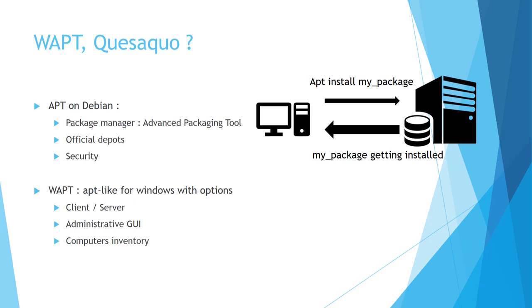So Wapt permits clients to connect to a server thanks to a tiny agent. A console installed on an administrative computer permits you to schedule software installation on each computer registered on this server.